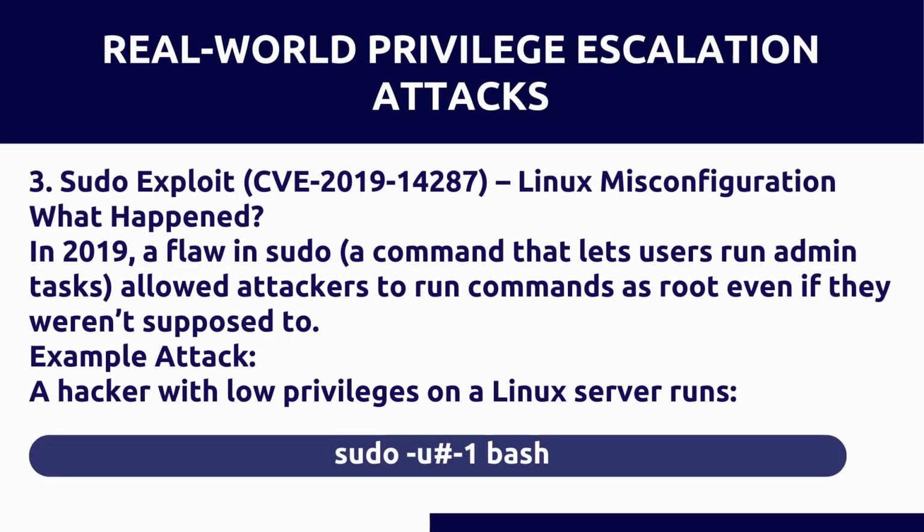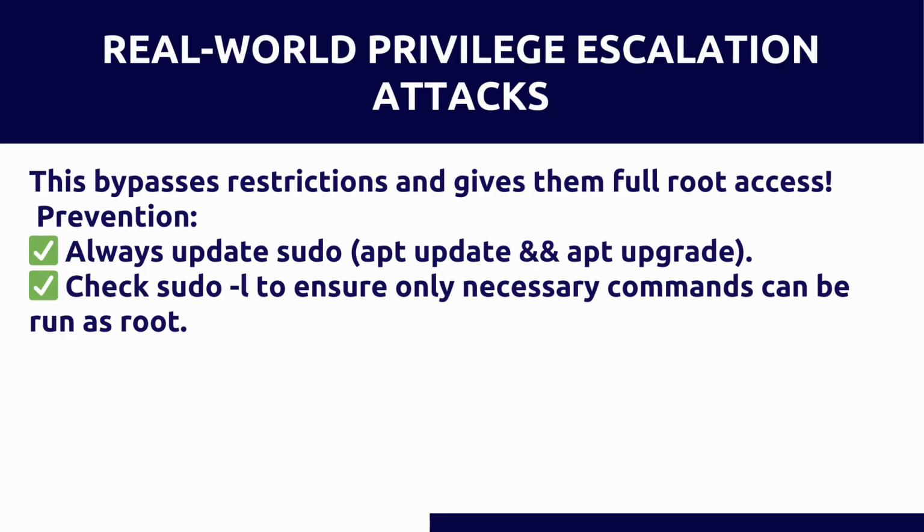Now we have the sudo exploit, CVE-2019-14287, a Linux misconfiguration. What actually happened? In 2019, a flaw in sudo, which is a command that lets users run admin tasks, allowed attackers to run commands as root even if they weren't supposed to. Example attack: a hacker with low privileges on a Linux server runs sudo -u#-1 bash. This bypasses restrictions and gives them full root access.